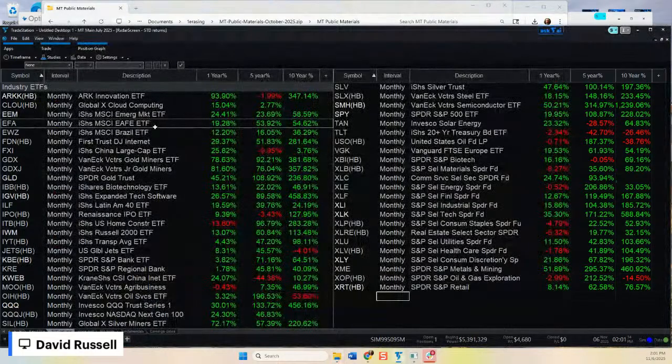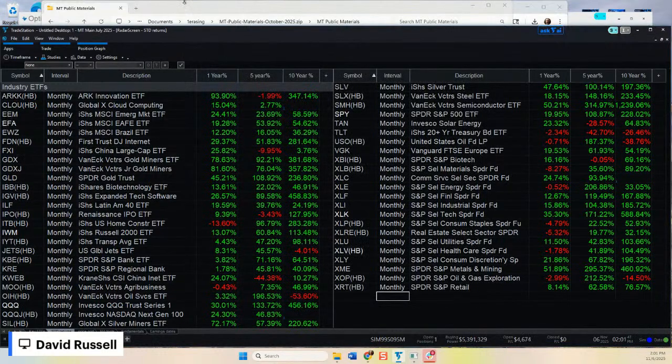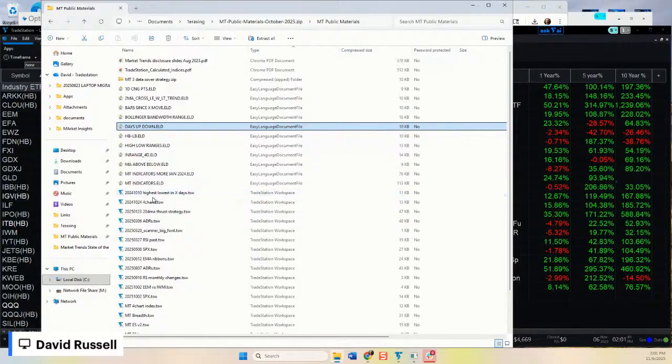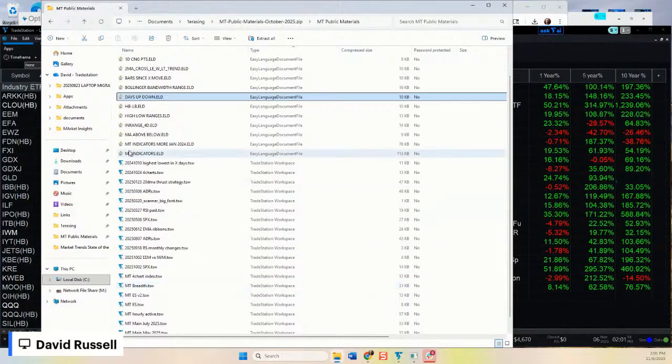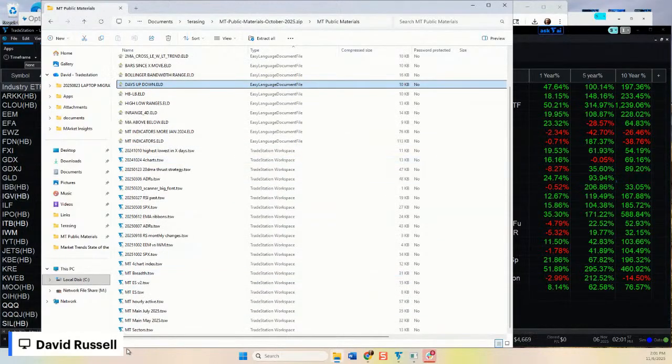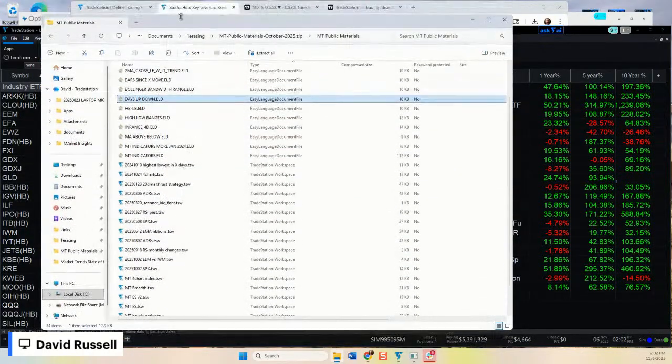If I click on one of these, it'll bring in this little dialogue. I'm not going to do it because I already have it. Once they come in, they will be available to TradeStation. Once you have those ELDs imported, you can go down to the workspaces, and we use some of these. We mostly use MT Main, and we change it slightly over time. We're currently using MT Main as of July.